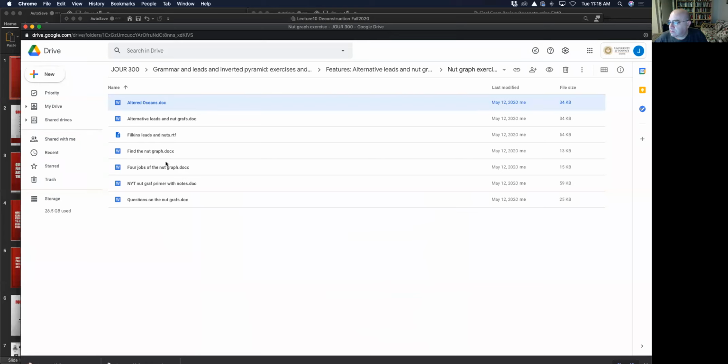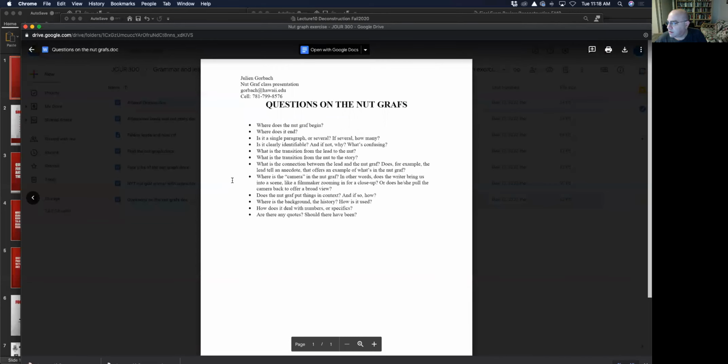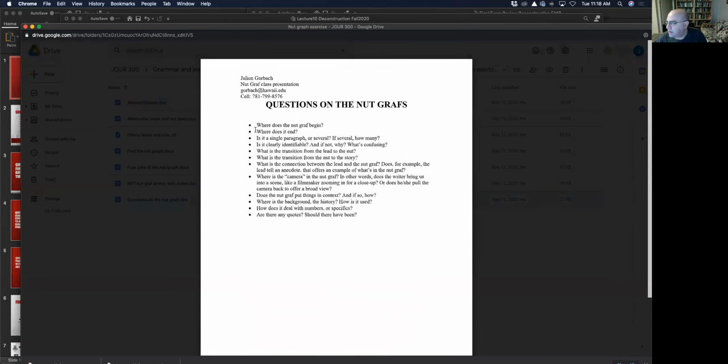So let's just wrap this up by taking a look at these questions of nut graphs. We answered a bunch of these first ones, right? Is it clearly identifiable? And if not, why? What's confusing? We did look at one confusing example this morning, the first one with the leaf and the bug. It was not very clear where the nut graph started, and you could argue that makes the story a bit confusing, because you don't really know what the story is about.